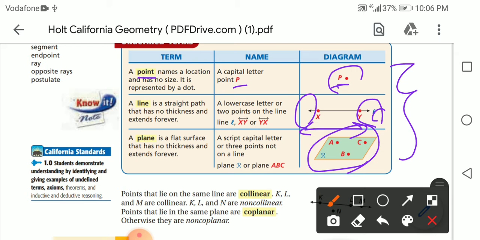As you see here, this is the plane. A script capital letter, or 3 points not on a line. Plane R or plane ABC. So it's called here plane R or plane ABC.